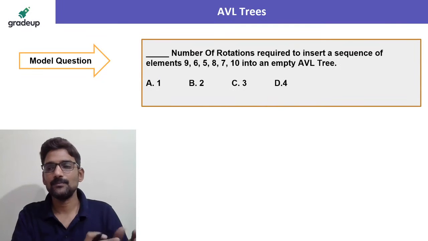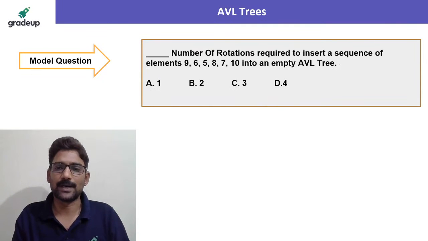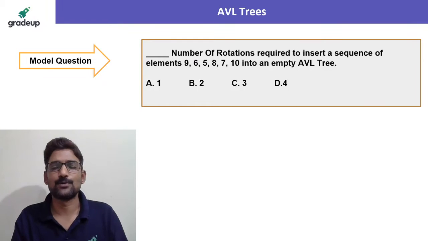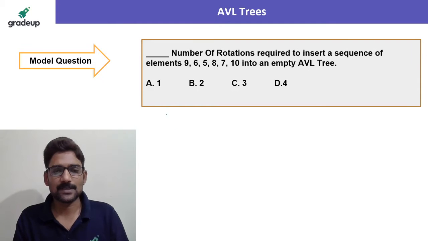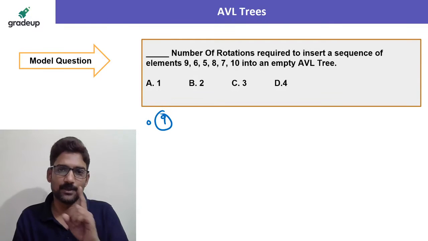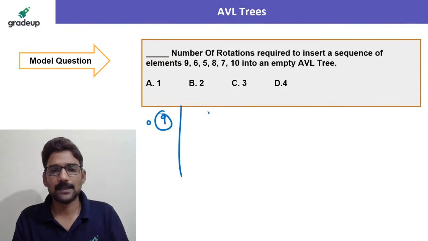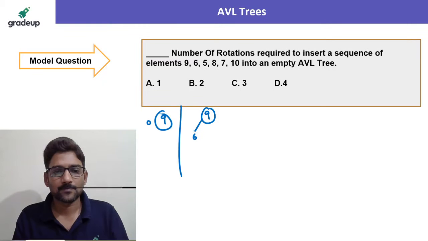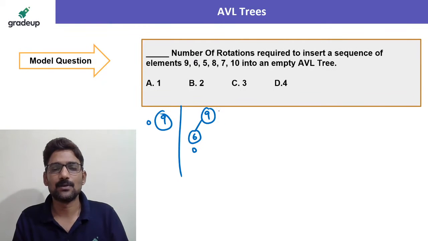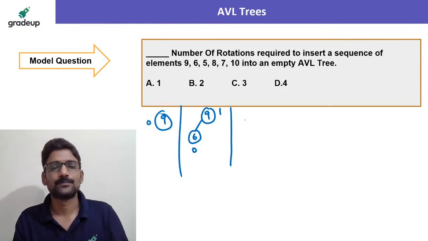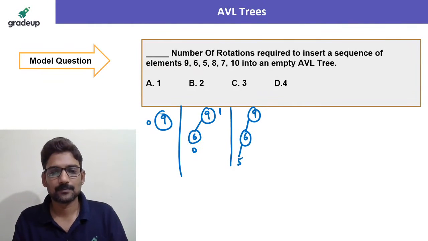Next, dash number of rotations required to insert a sequence of elements into an empty AVL tree. So first we will insert 9, whose balance factor is 0, only one node. Then insert 6. Balance factor of 6 is 0, 9 is 1, balanced. Insert 5. Balance factor of 5 is 0, 6 is 1, 9 is 2.